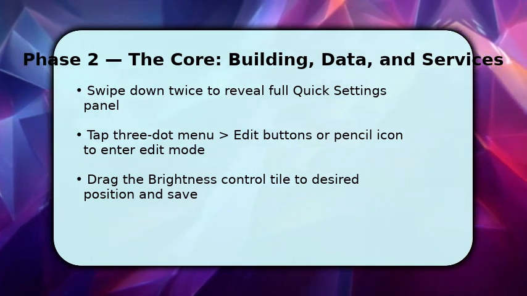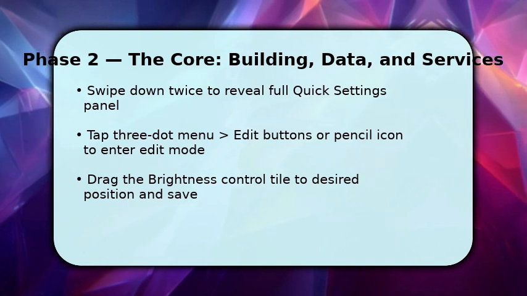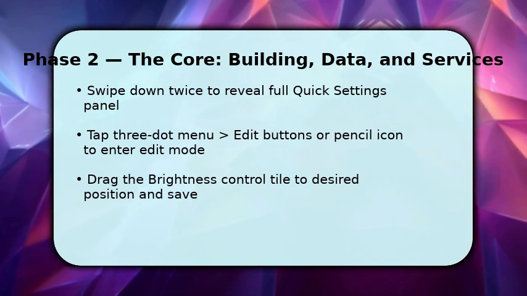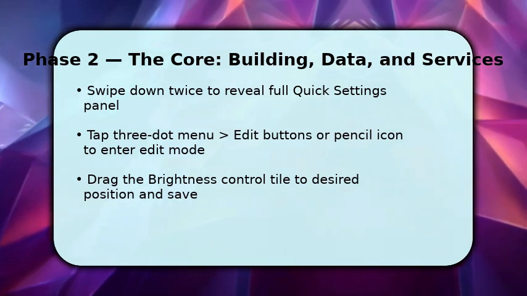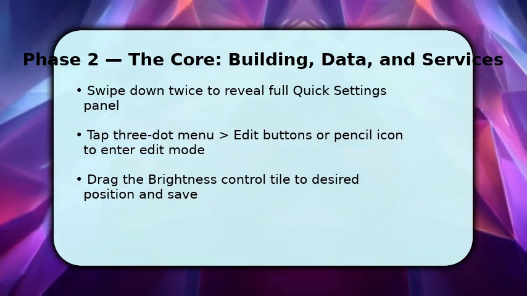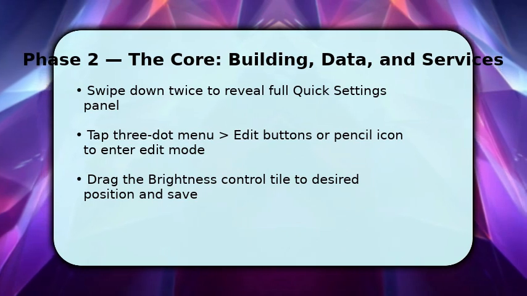Next, press and hold the brightness tile. If the tile is locked, you may need to remove then re-add it, so drag it to the active area where you want it. Make sure to place it near other display controls for faster access, because proximity speeds repetitive adjustments and reduces thumb travel.